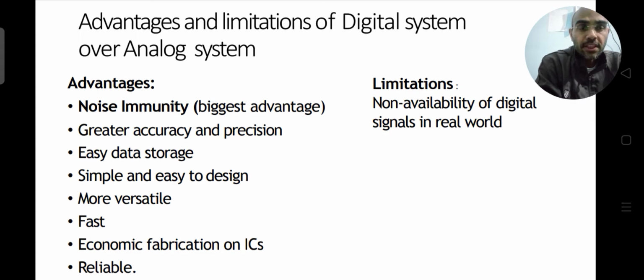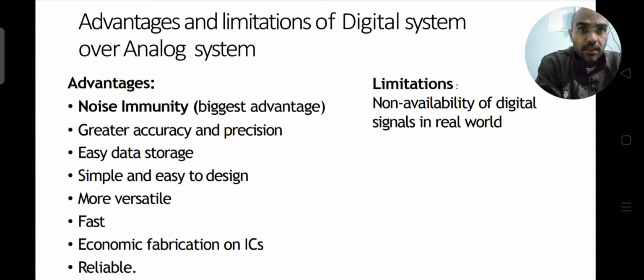But the digital circuits have a big limitation also. This limitation is that in the real world, digital signals are not available. In the real world, only analog signals are available. And if we have to process any natural signal, then we need to deal with analog signals.